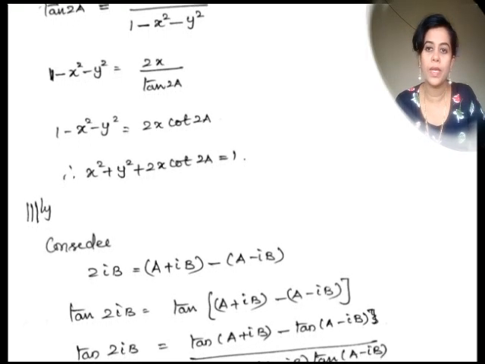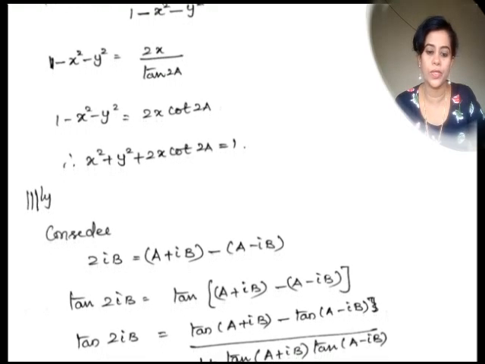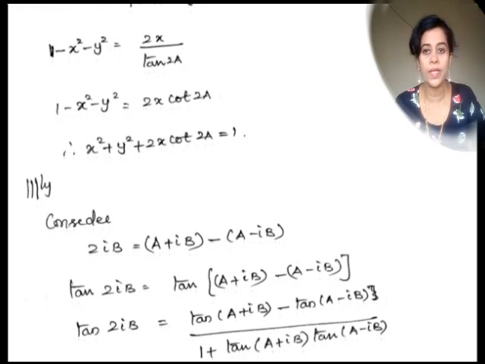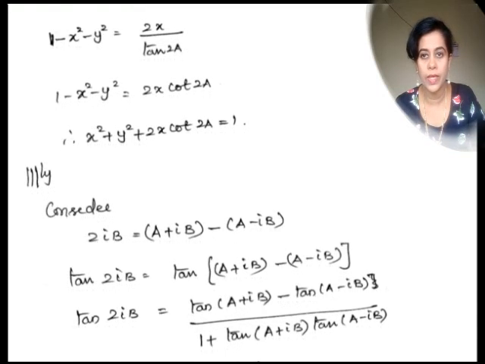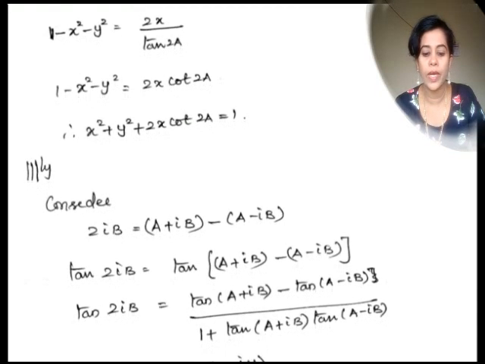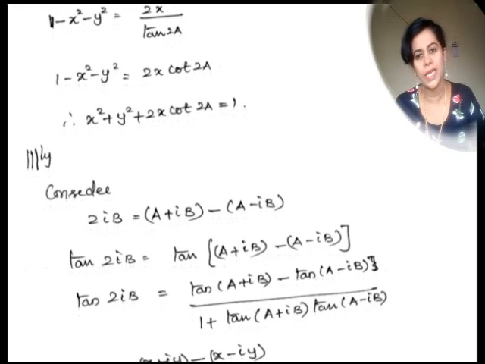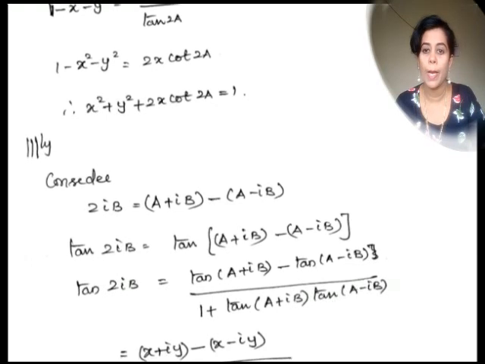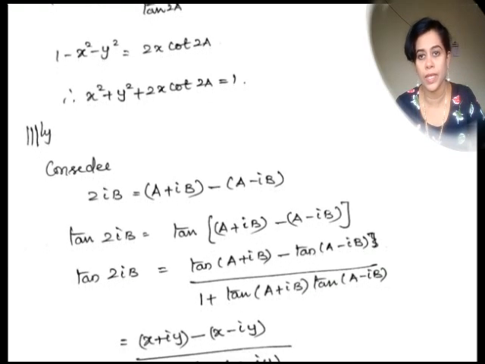Okay. Similarly, we can go for the same procedure, the same argument, for the second subdivision. Here we have taken 2ib is equal to a plus ib minus a minus ib. So when you cancel the terms, we are getting 2ib. So this is the valid relation. So taking tan on both sides, tan of 2ib is equal to tan of a plus ib minus a minus ib. This is like tan a minus b.